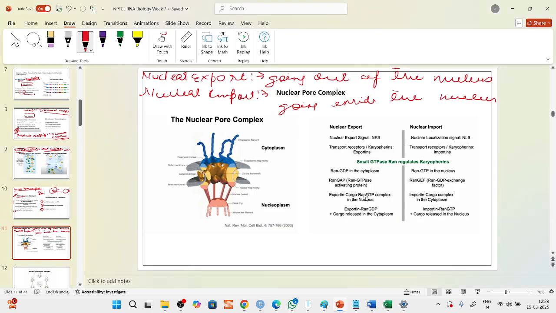Okay, so I hope you have read all these comparisons. So for nuclear export, your nuclear export signal is needed, whereas for nuclear import, the nuclear localization signal is required. Now, the transport receptors here are known as exportins. Here, the transport receptors are known as importins. For both the exportins and importins, what is needed? Small GTPases are needed. But here, these small GTPases are known as RAN. And this RAN, in the case of export, is known as RAN GTP, and here it is known as RAN GDP.